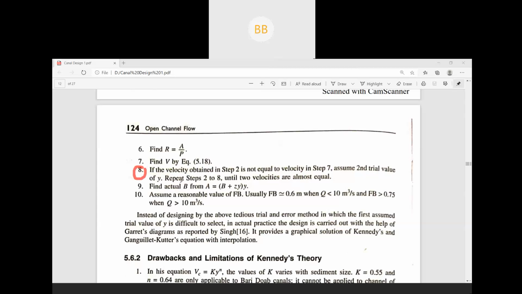Okay, step number 8 is nothing but: if the velocity obtained in step 2 is not equal to the velocity in step 7, assume a second trial value of y. Repeat steps 2 to 8 until the two velocities are almost equal. Okay, this is our step number 8. So kindly write down the steps till step number 10.